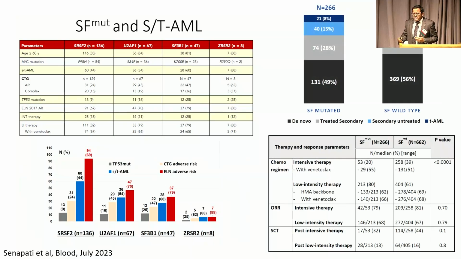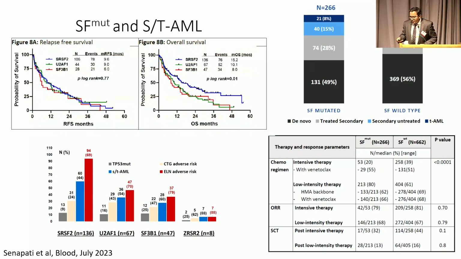Responses. If you see the groups between the different splicing factor gene mutations, it was not much different. Overall, the responses of patients with or without splicing factor gene mutations were similar. But what is important here is to understand the figure on the top right, where you do see that even in clinically defined secondary and therapy-related AML, the splicing factor gene mutations were more common, and this is no surprise.